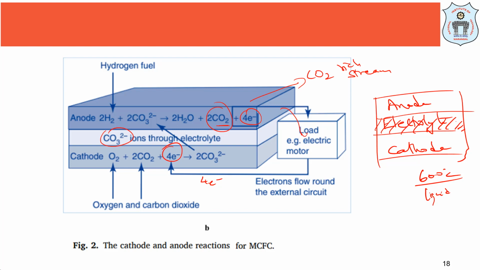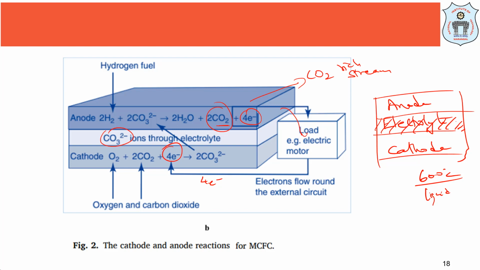Here the electrolyte is a ceramic matrix which is saturated with a particular mole percentage of sodium carbonate and potassium carbonate. At this operating temperature of 600 degrees Celsius, they will be in liquid phase, that is, molten phase. So this electrolyte will facilitate the passage of carbonate ions. At the anode, we are supplying hydrogen, which means the reaction taking place will be hydrogen plus carbonate forming water and carbon dioxide.